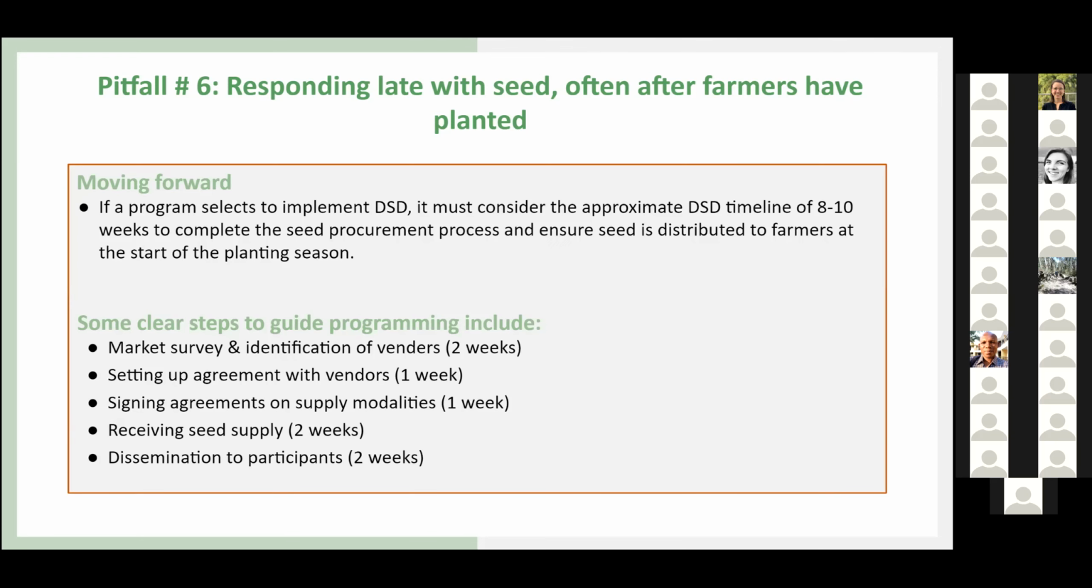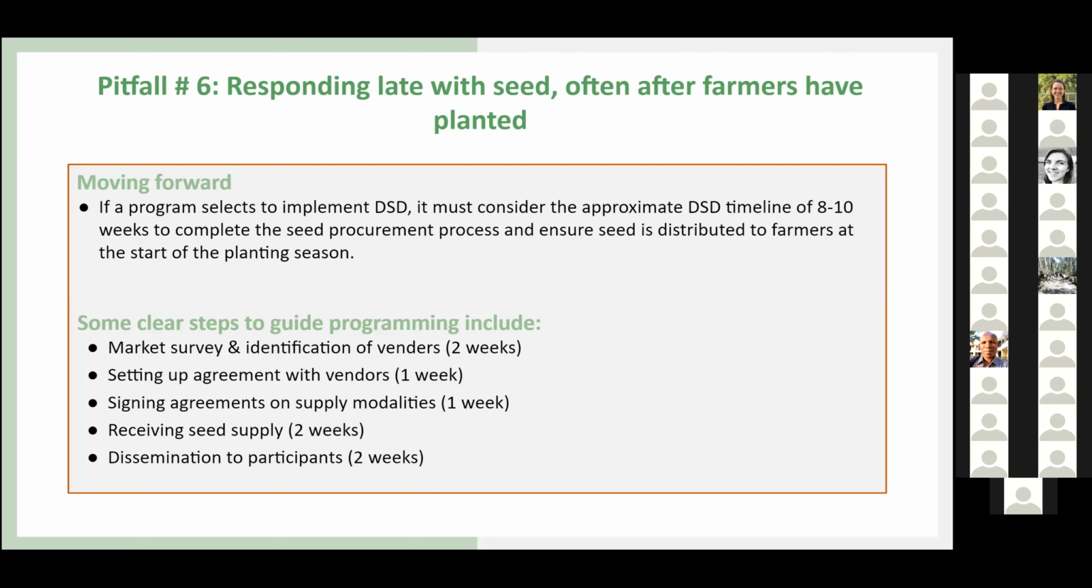And then looking at how do we go around this? In essence, if you select to do a direct seed distribution, you have to really look at the timeline for that, giving a rough figure of 8 to 10 weeks. And then planning your time so that within those 8 to 10 weeks, you are able to do your procurement processes, you have planned for distribution, you are able to meet the planting time.